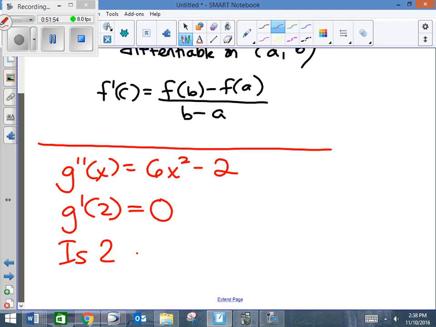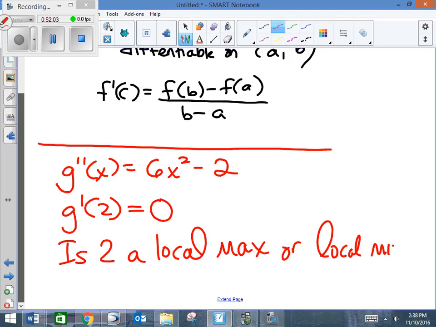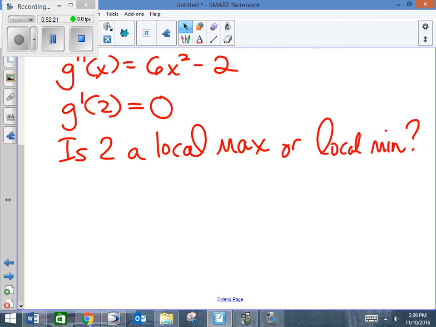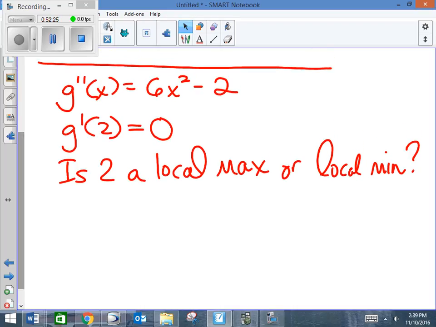Is 2 a local max, local min, or neither? So what theory are we using here? The second derivative test. It's the second derivative test.